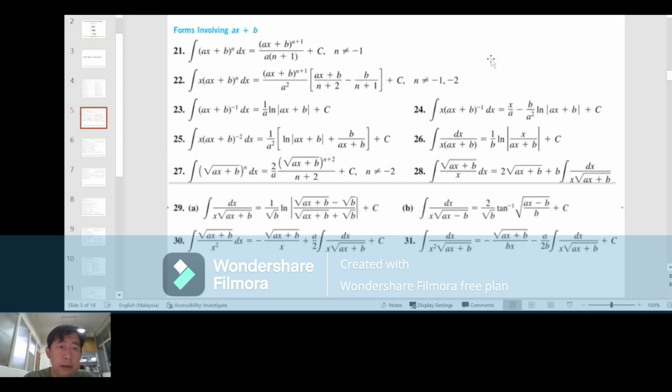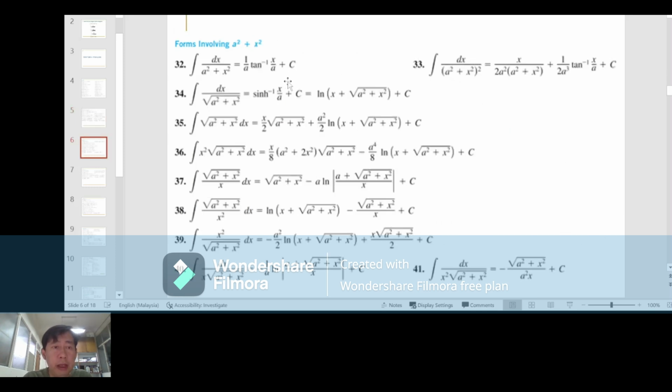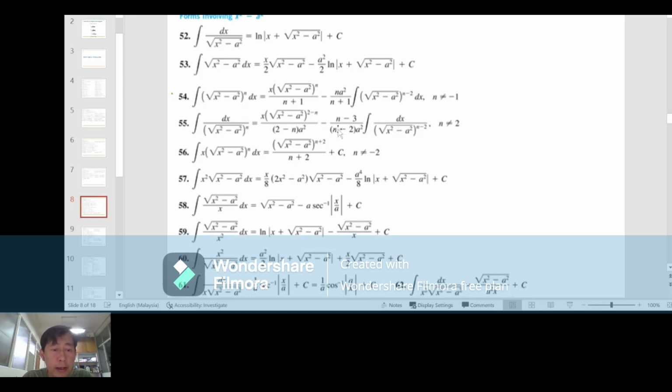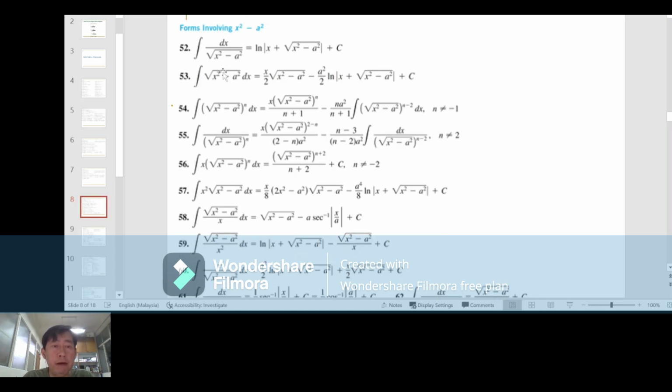These sections of the integral table provide the integral results for functions involving the expression of ax plus b. This part of the integral table provides the integral results for functions that involve the expressions of a squared plus x squared. This part provides the integral for functions involving a squared minus x squared. This part provides the solution of the integrations for functions involving x squared minus a squared.